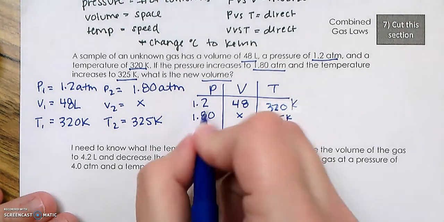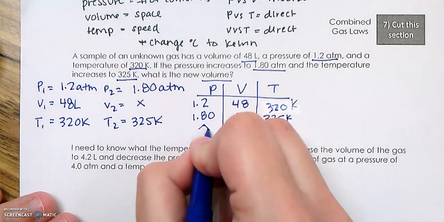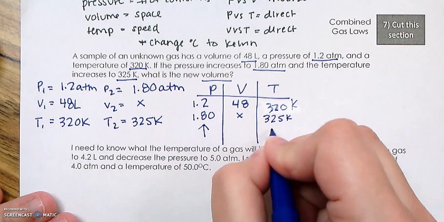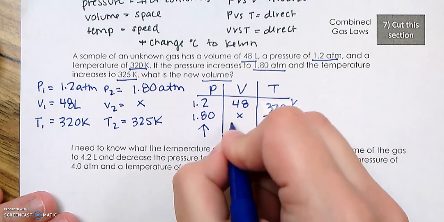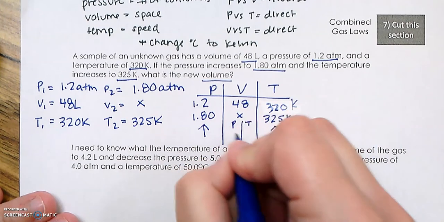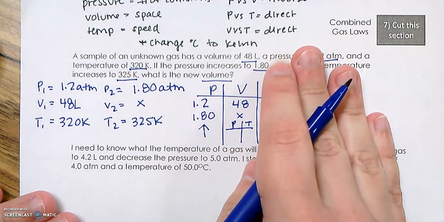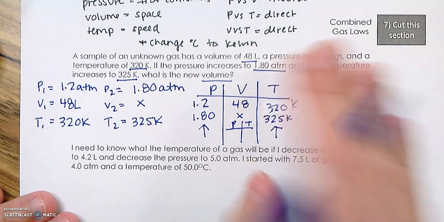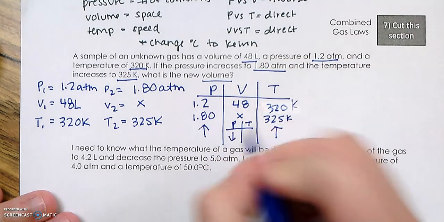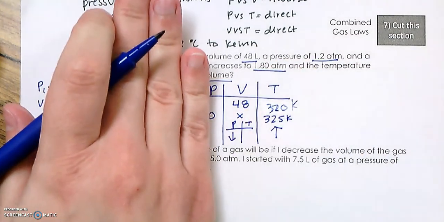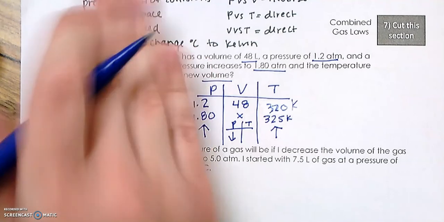So now let's look at our arrows. So our pressure increased. Our temperature increased. So let's make our mini chart here. We've got pressure and temperature. I'm going to cover up temperature. As pressure increases, volume decreases. As temperature increases, volume increases.